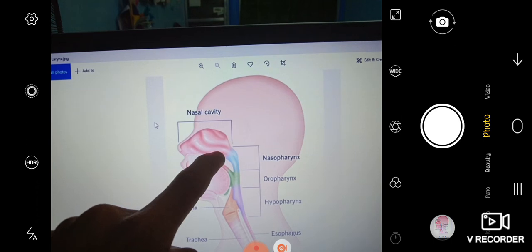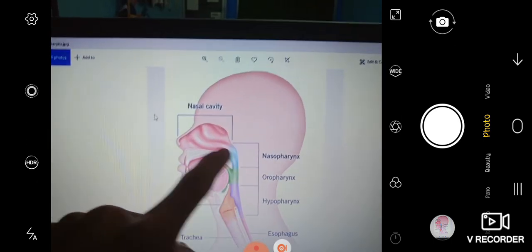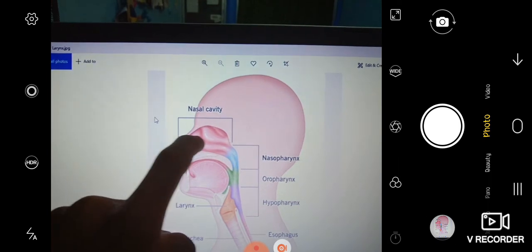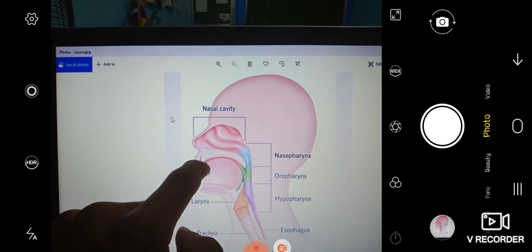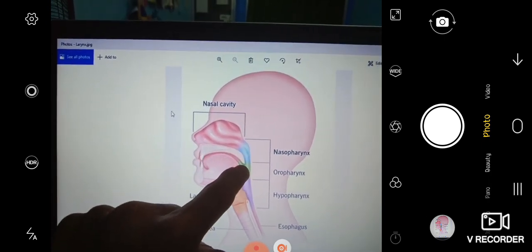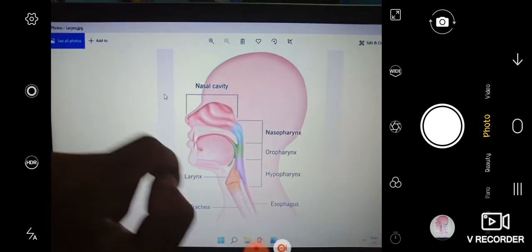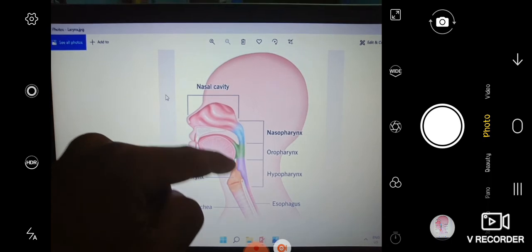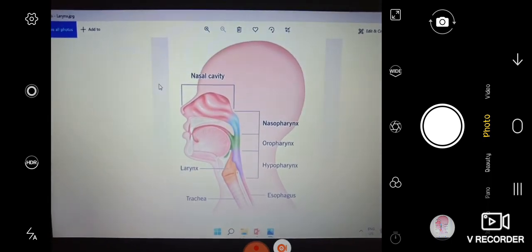At the same time, itong oropharynx, sa bibig siya dumadaan, right? Diba? Nakikita natin sa bibig siya. Itong green na to, ito yung oropharynx. And the last one is the hypopharynx, no? Ibig sabihin, nasa lower part siya. Na kumbaga, makikita natin siya na dumadaloy until they reach the esophagus. So, yan ang three areas ng pharynx.